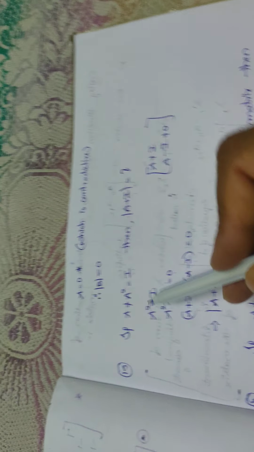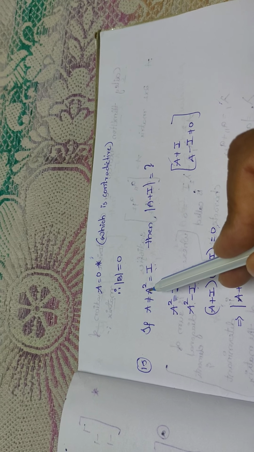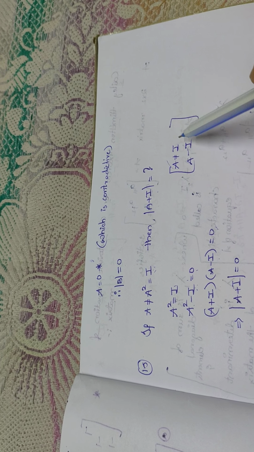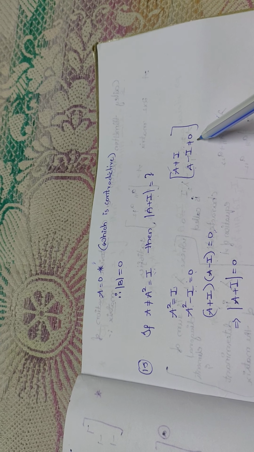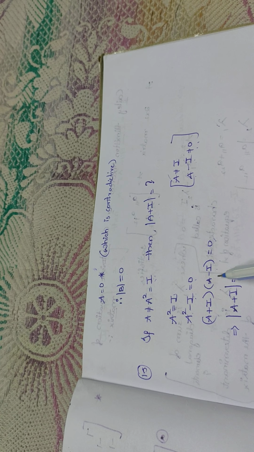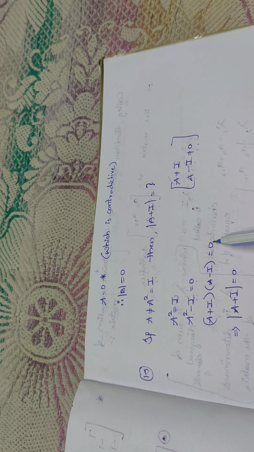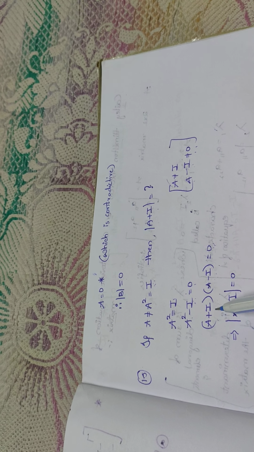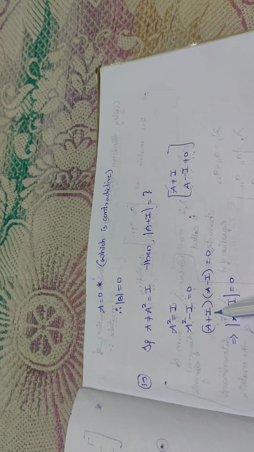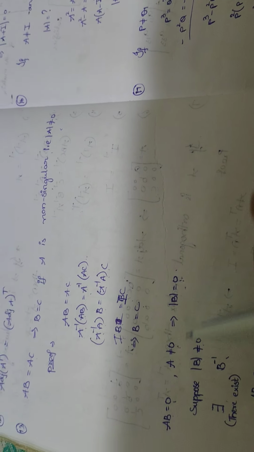Actually, you understand what they gave? A is not equal to I means A minus I is not equal to null matrix. If the product of these two matrices is equal to null matrix and one of the matrices, A minus I, is not equal to null matrix, then obviously we can say determinant of A plus I is equal to 0 according to this property. Okay. Next one.